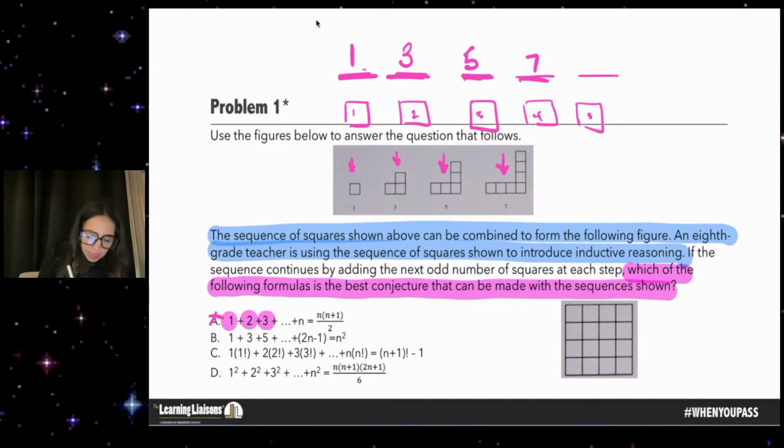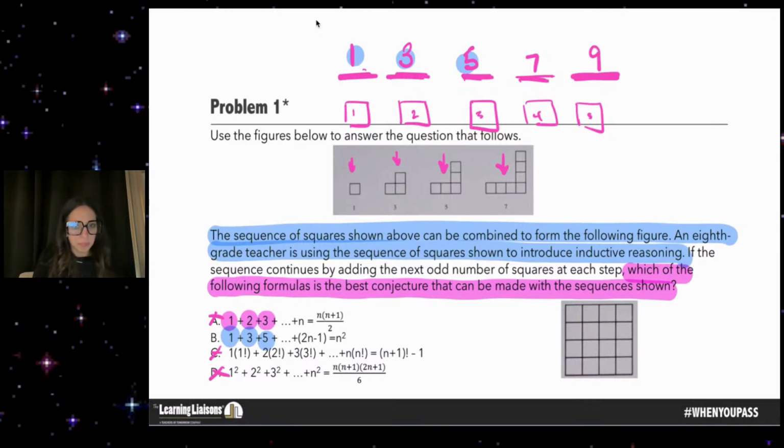However, if I look at B, 1 plus 3 plus 5, hey, we're on the right track. 1 squared plus 2 squared plus 3 squared, that's not going to help me. So that's not it. And C, 1 times 1 factorial, 2 times 2 factorial, 3 times 3 factorial, that really doesn't seem like it's it either. But in order for me to confirm, because this isn't really a formula that I just keep memorized in my head, I'm going to plug in numbers to see if it works. So spot number 5 is going to have how many blocks?